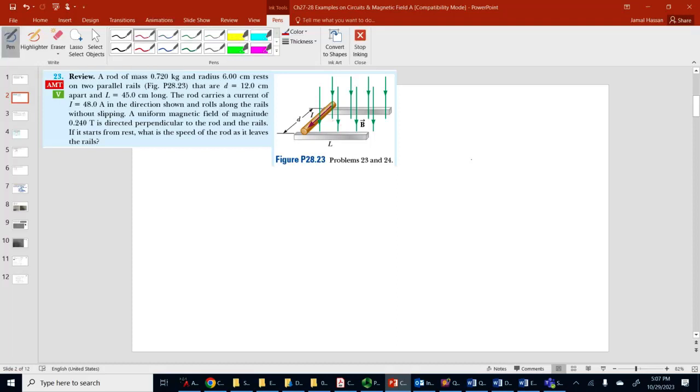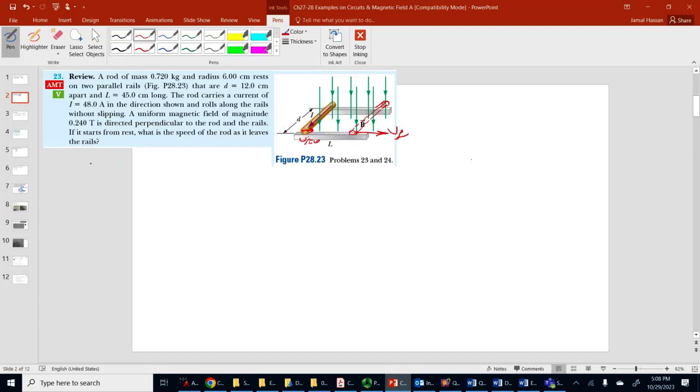Okay, so it looks like this rod is moving due to a force. In this case, it's actually the magnetic force. It reached this point here. So the question asks for finding the velocity at this location. Let's call it V final. Here V initial is equal to 0.